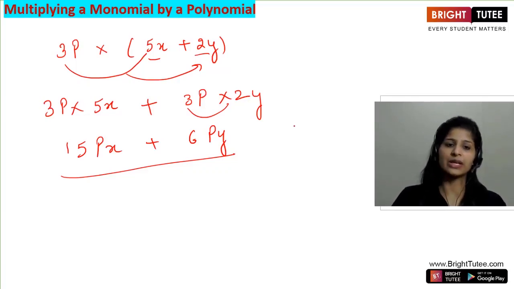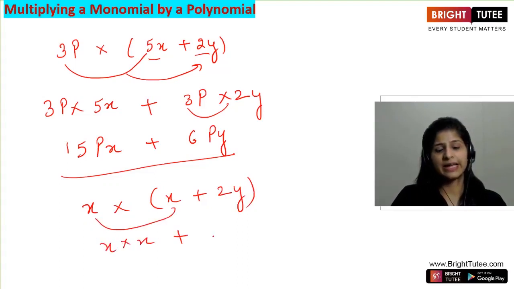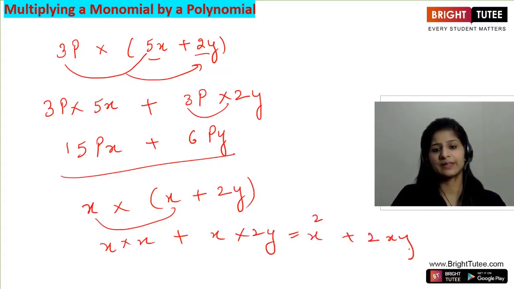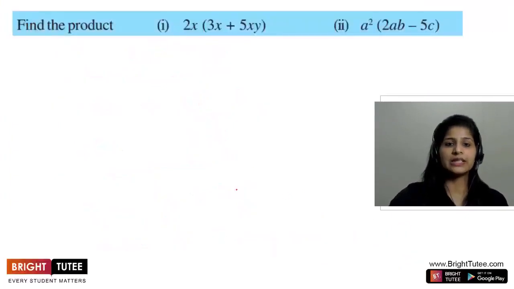You can take one more example. Suppose I have to multiply x with x plus 2y. First x will be multiplied with x, plus x will be multiplied with 2y. So we get x square plus 2xy. You see, if that is a binomial and you are multiplying it with a monomial, the answer is also a binomial.